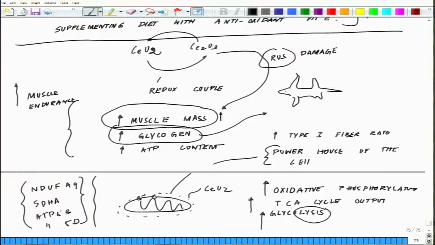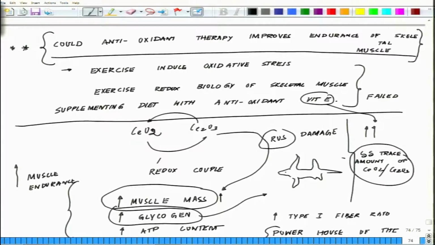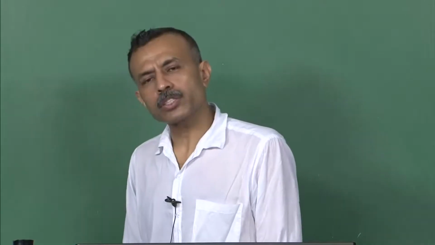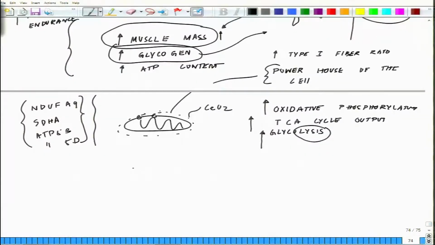So, instead of using heavy doses of vitamin E, where the study failed, if you use a very trace amount of CeO2, you may get totally dramatic results in a skeletal muscle. This is a very interesting finding in terms of increasing animal production. This study could be translated in poultry, where your meat production is extremely important.